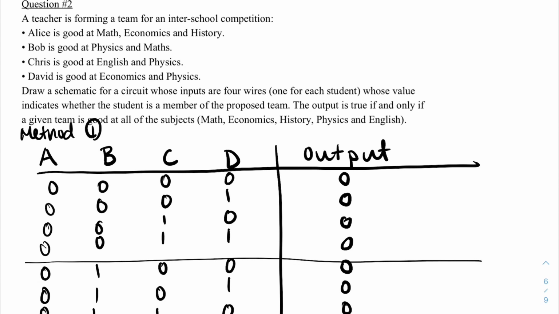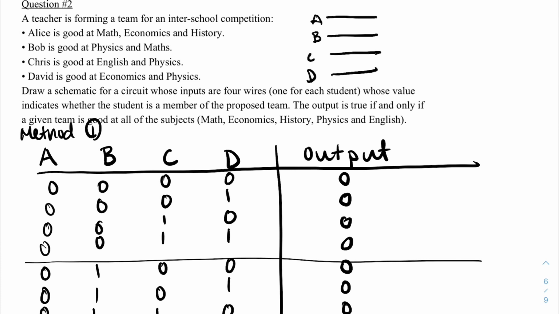A teacher is forming a team for an inter-school competition. There are 4 students enumerated: Alice, Bob, Chris, and David, and they say what respective subjects they're good at. And we were asked to draw a schematic for a circuit whose inputs are 4 wires, 1 for each student, aka Alice, Bob, Chris, and David, whose value indicates whether the student is a member of the proposed team. And what I usually like to do when I'm doing these problems is just quickly draw out graphically what the words are saying.